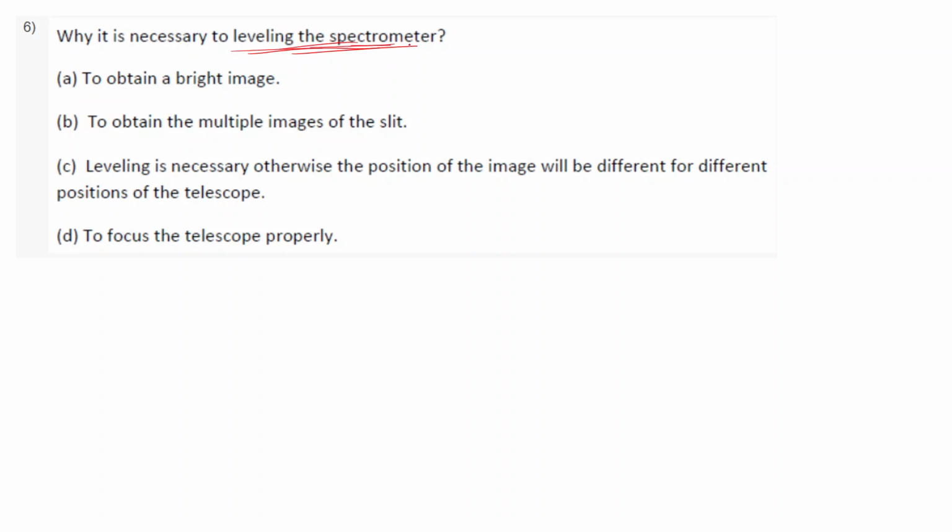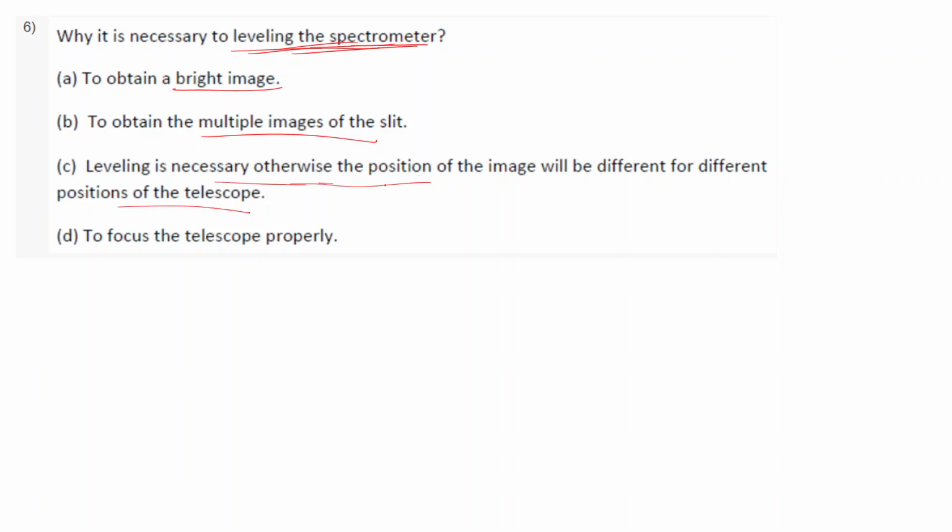So this we had discussed last time. Why is it important to level the spectrometer setup, and we use a spirit level to do it? Because if it's not leveled, there are many sources of error and many chances of us taking the wrong reading. It's not just to get a bright image, we don't want multiple images of the slit. Leveling is necessary, otherwise the position of the image will be different for different positions of the telescope.